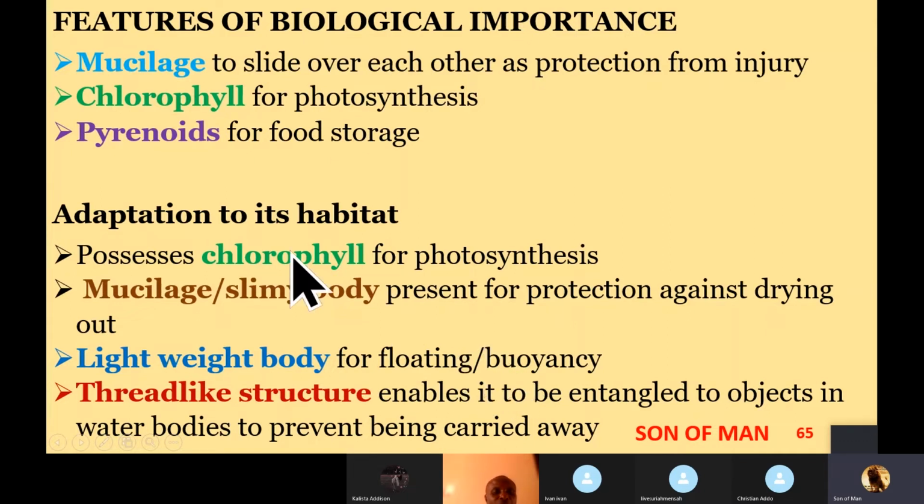And that is another way of surviving its habitat. Then the thread-like nature of the filament, not the cell, enables it to entangle to objects within the aquatic environment. So if the Spirogyra is existing in a flowing water body, it will not be carried away by the water current. So its thread-like filamentous structure prevents it from being washed away or being blown away easily.